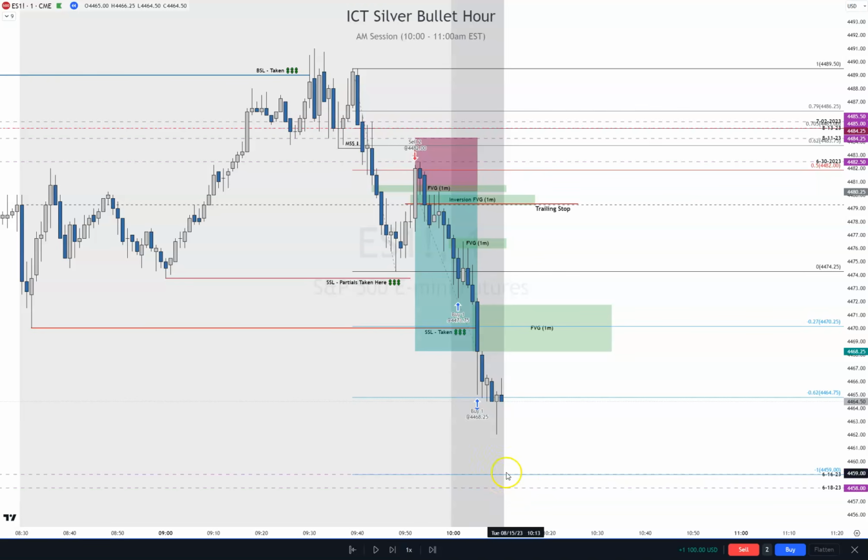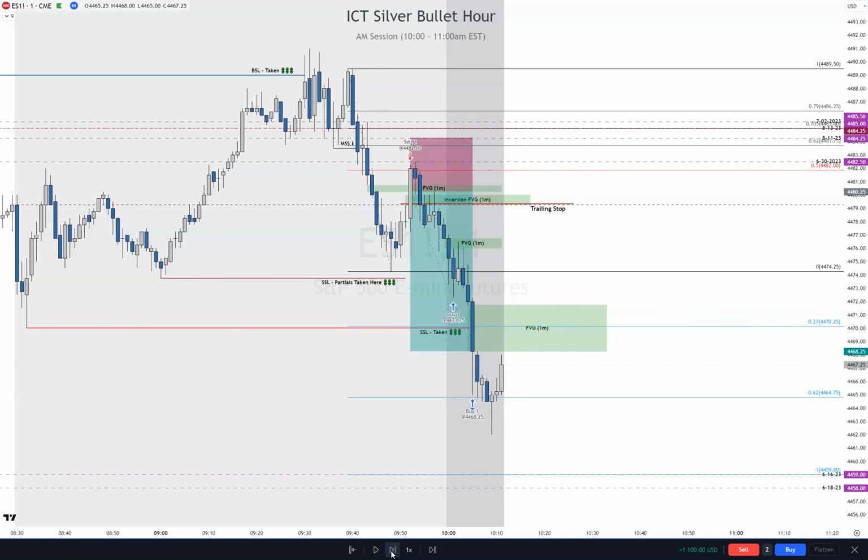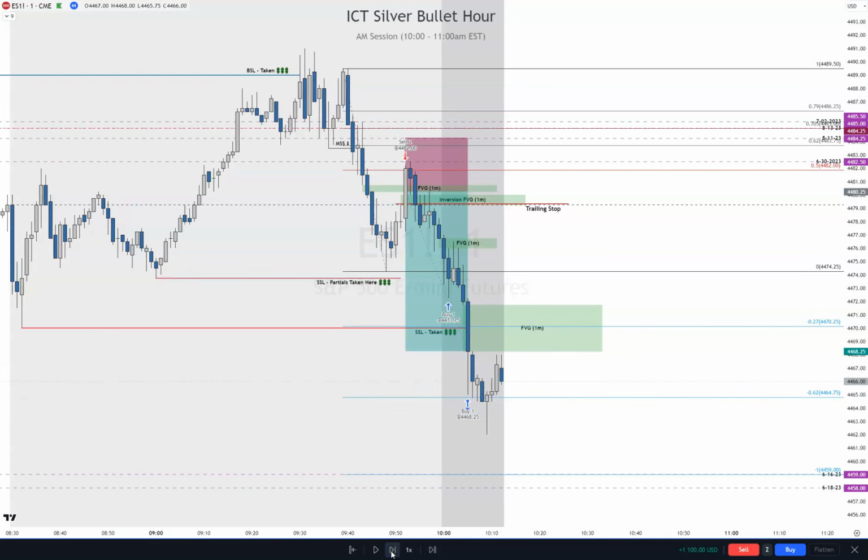Now if it hits it before coming up here, that cancels, that voids the trade, okay? And that didn't get us in.